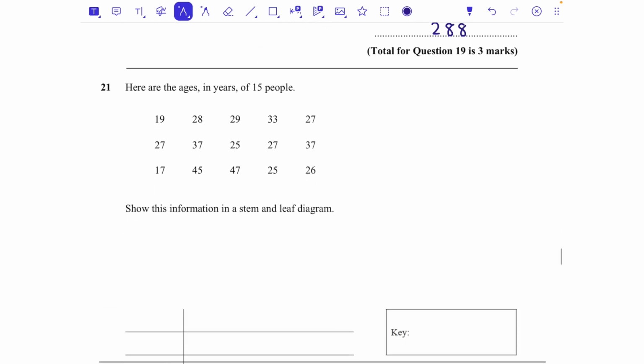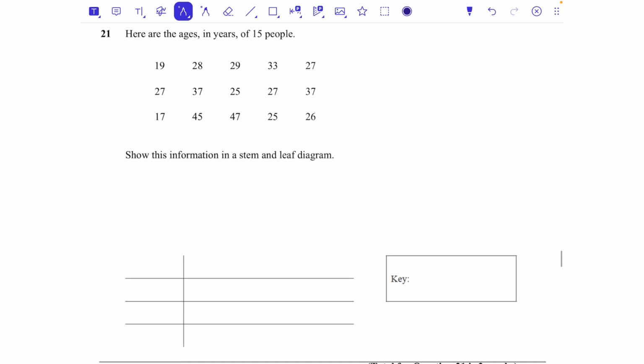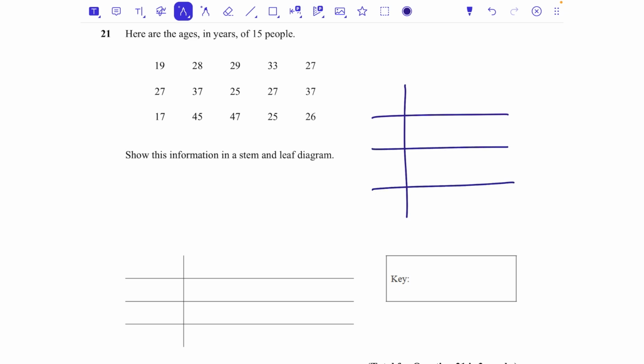For question number 21, we have a stem and leaf diagram. Here are the ages in years of 15 people. Show this information in a stem and leaf diagram. So a stem and leaf diagram is a chart or a graph where you put the tens on the left over here. So I need to put numbers in the 10s, numbers in the 20s, numbers in the 30s, and numbers in the 40s. And then on the right, we don't put 19, we just say, well, I just need the 9 now.